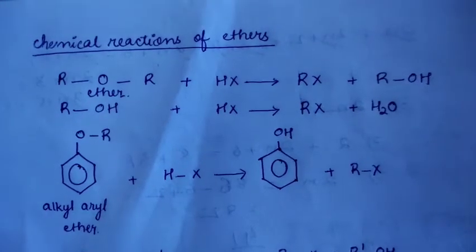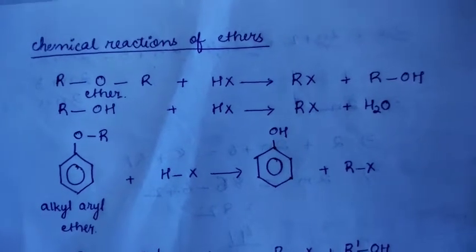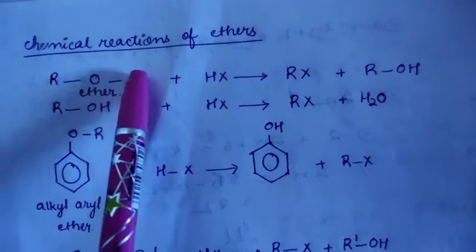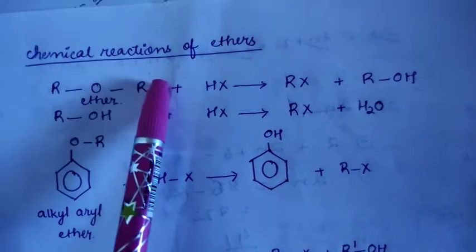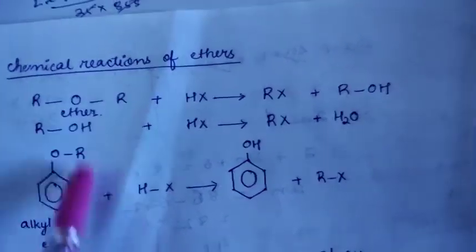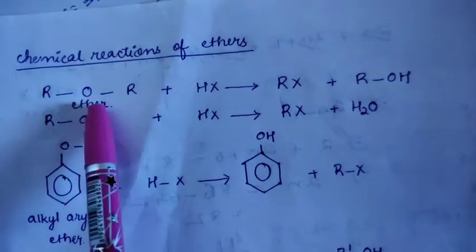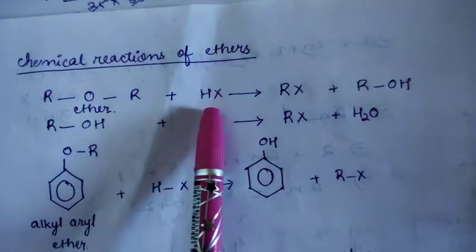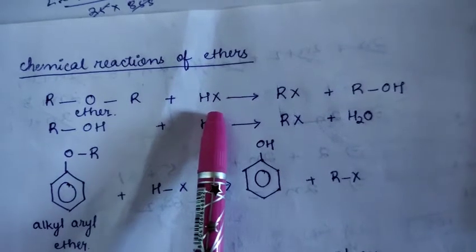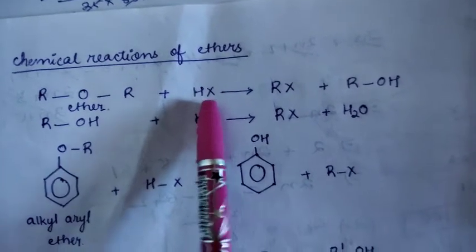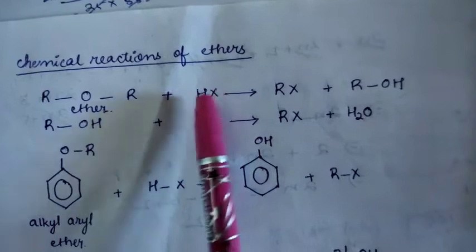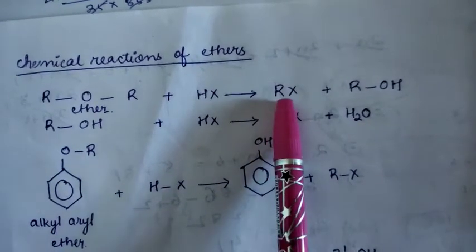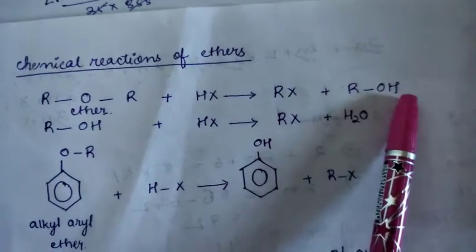Today we will discuss some of the chemical reactions of ethers. First of all, this is the ether molecule in which the alkyl chains are similar in nature on both sides. We will react the ether with the hydrogen halide, that is hydrogen chloride, hydrogen bromide, or hydrogen iodide. When we do that reaction, we will get alkyl halide and alcohol.